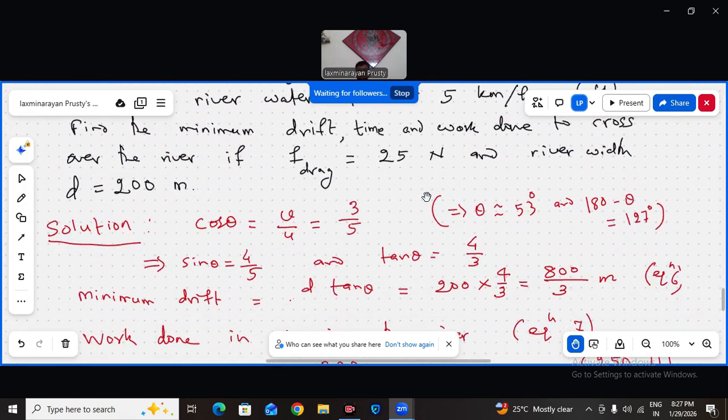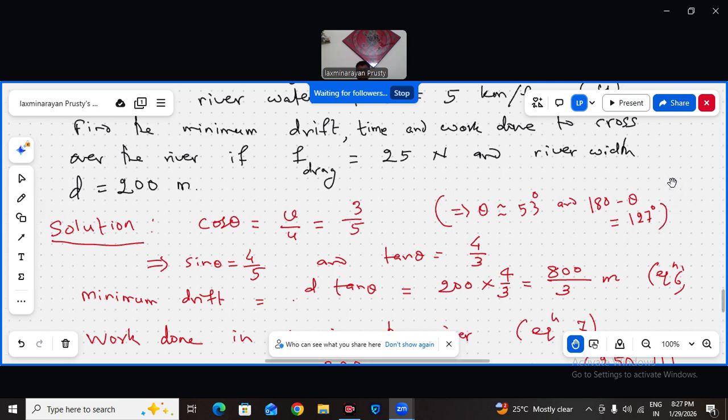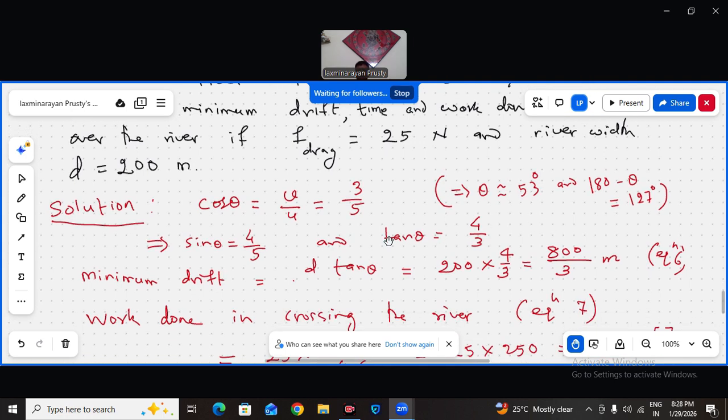Write it first, brother: this is 3 km per hour, 5 km per hour. So it becomes 3 by 5. So theta is 53 degree, 180 minus 53, that is 127 degree. So the man must aim at an angle of 127 degree with the river water velocity. His body should aim at this angle. Okay, so sin theta will be 4 by 5, tan theta will be 4 by 3. So I have written it in theta.